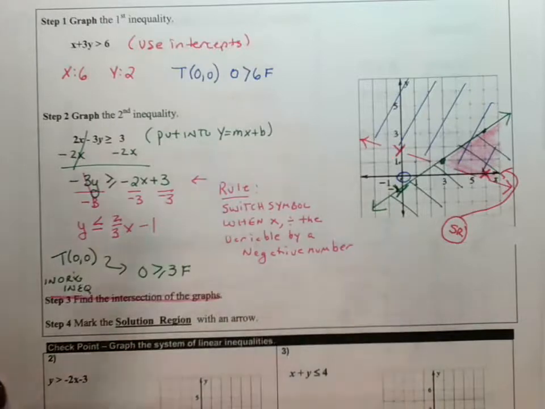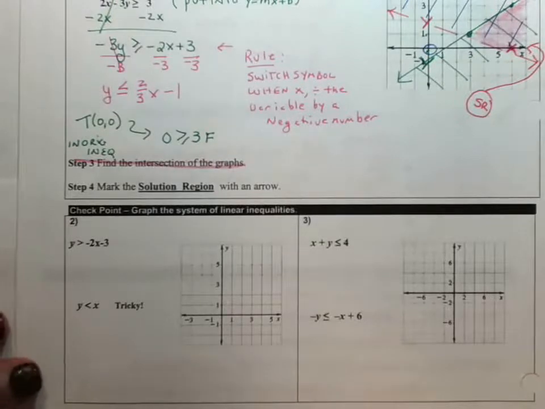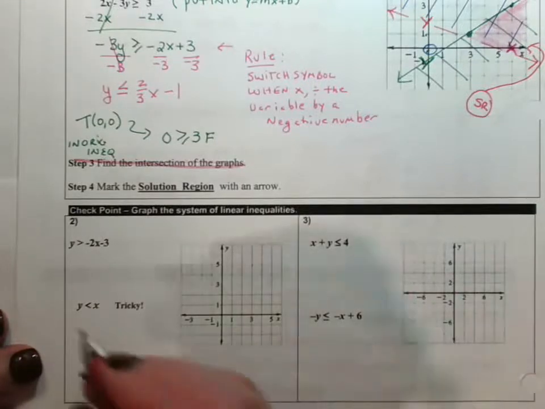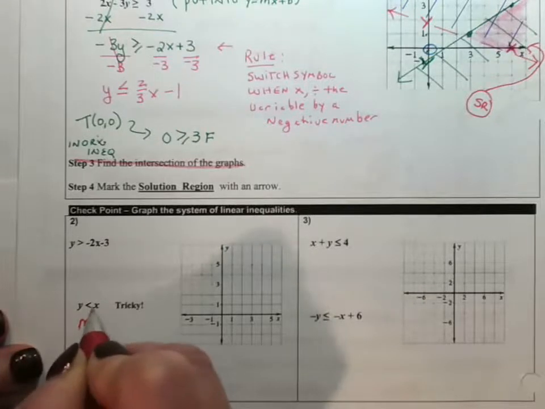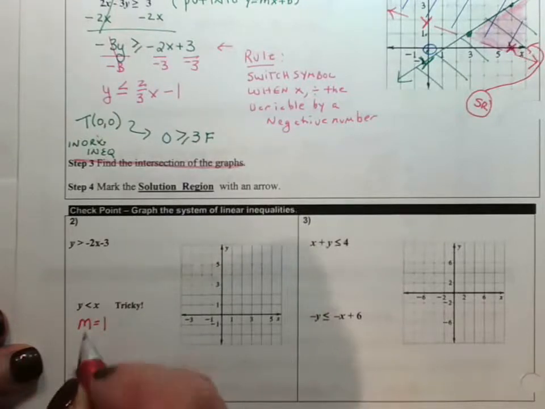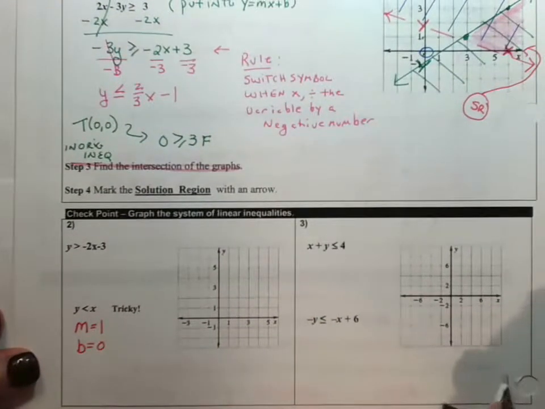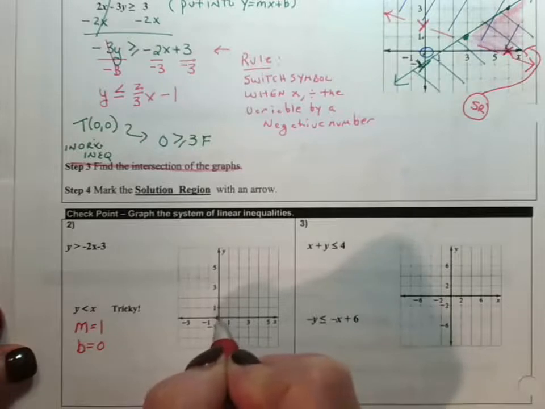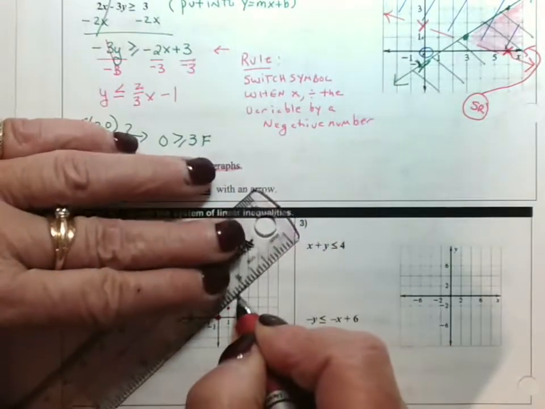So I have two problems here that I want you to do, and I'm going to help you get started with this first one because it's very tricky. Here we have the slope is an implied 1. There's no number with it, so the y-intercept is equal to 0. So that means that my y-intercept is 0. I go up 1, over 1, up 1, over 1, and I draw a dotted line.